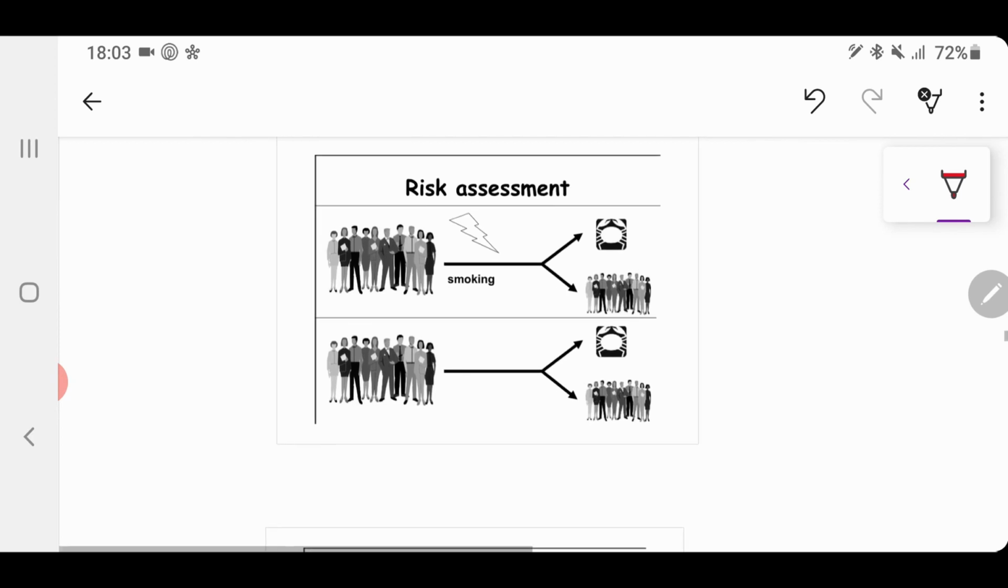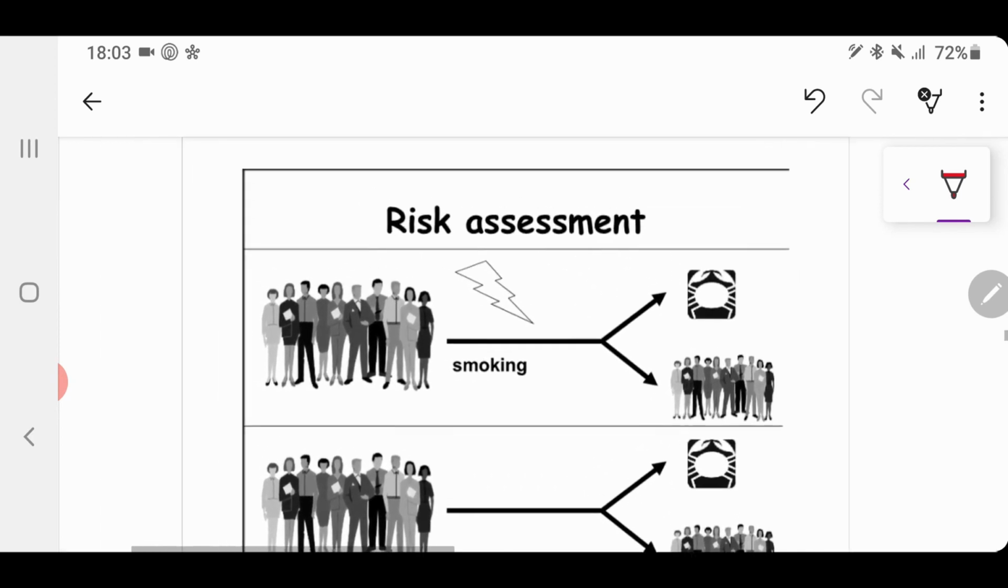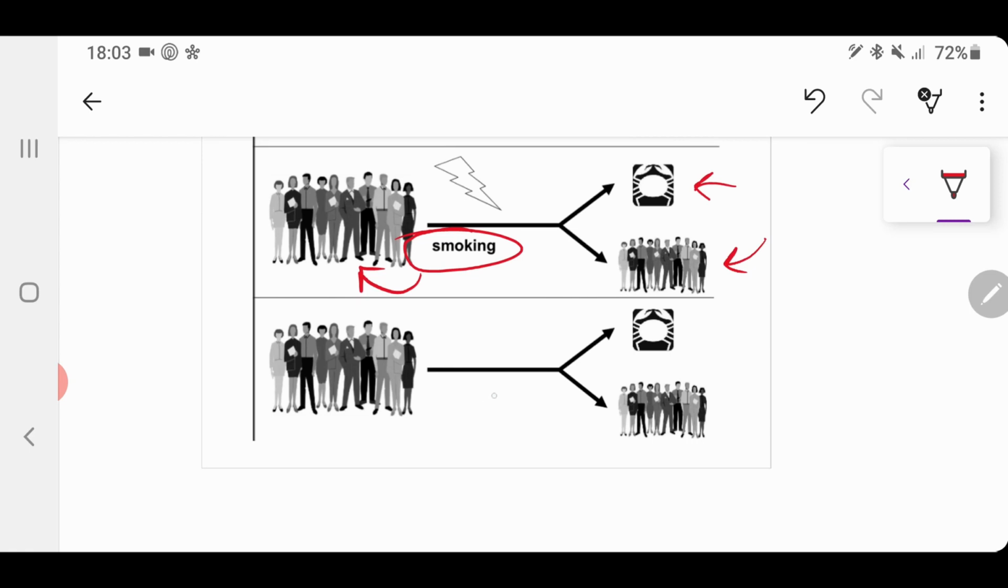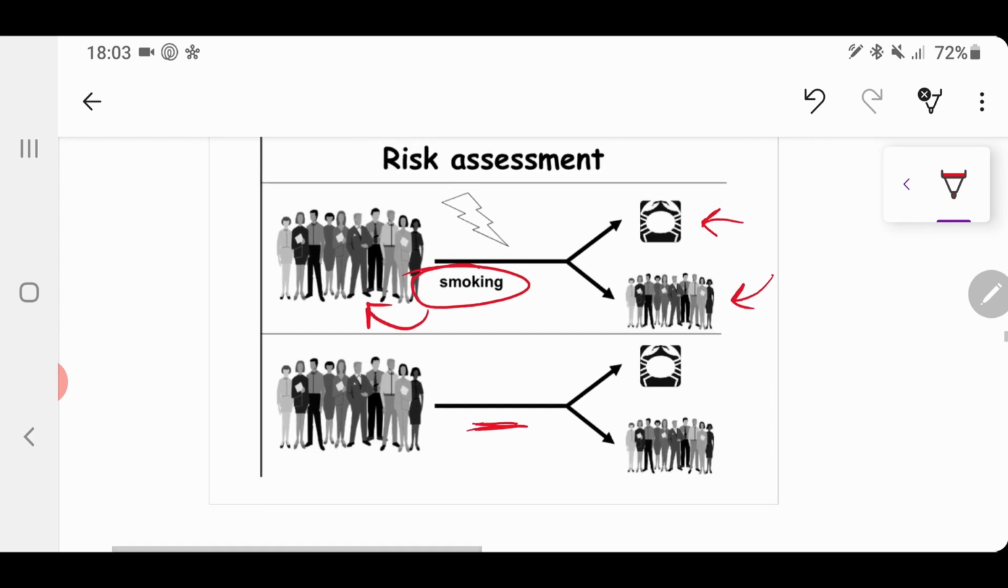So yeah, risk assessment here. We are looking at studies here, and the risk factor is smoking with our population, and we can see people who get the disease and people who don't, and we compare this with those that did not have smoking. So this is your comparison group or control group. This is the experimental group. All right.